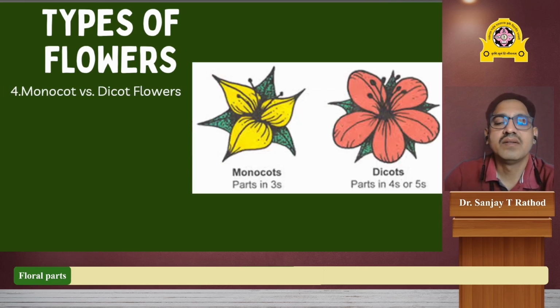Next is monocot flower and dicot flower. Monocot flower will have three petals and dicot will have four or five petals. It's so simple. You can easily understand by looking at the floral parts whether it is monocot or dicot.